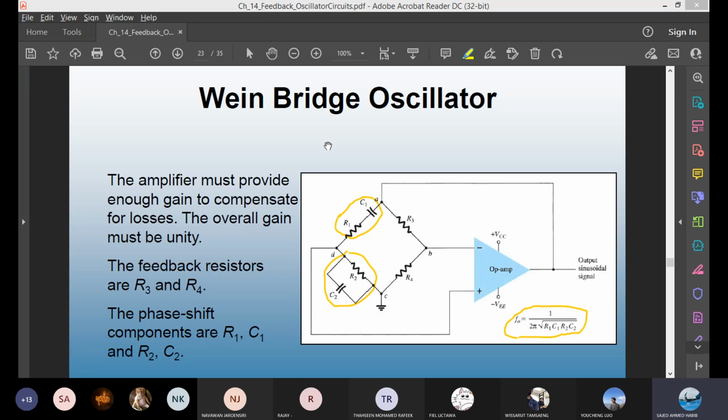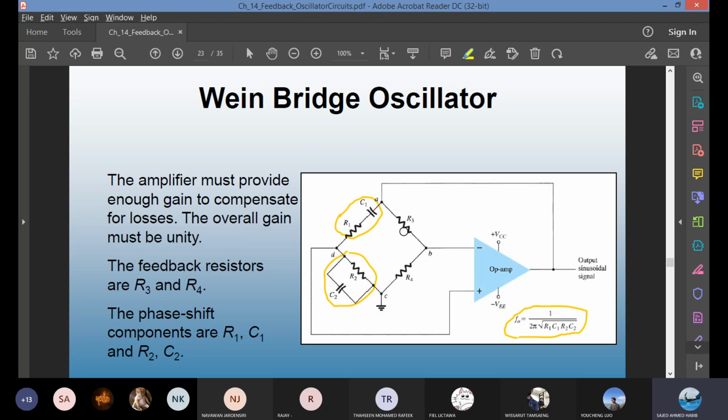So what is the function, or what is the purpose of having R3 and R4? R3 and R4 are responsible for providing the feedback. R1, R2 with C1 and C2 are responsible for providing the frequency adjustment. The bridge inputs are at here, point A and point C in the circuit. The bridge output is at point B and point D. As you can see, point B, point D.